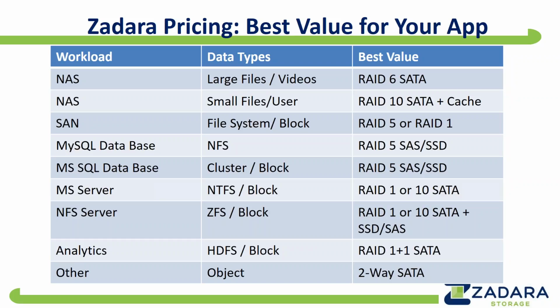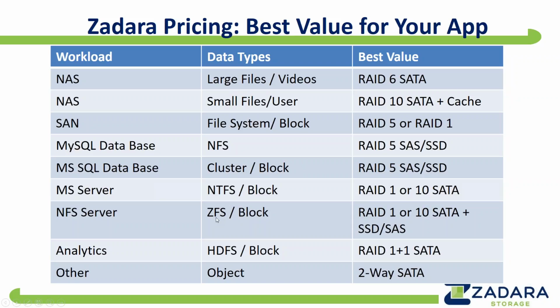As in all SANs, you probably are going to want to use block, and then RAID 5 or RAID 1 are completely satisfactory for that type of application. Any type of NFS for the database, for example, if you can run MySQL, RAID 5 works really good for SAS and SSD. Also, even with MySQL cluster, you want to run it with block. And then there's other types of applications that we found that run really well with block. RAID 1, RAID 10 for NTFS if you're going to run a Microsoft server.